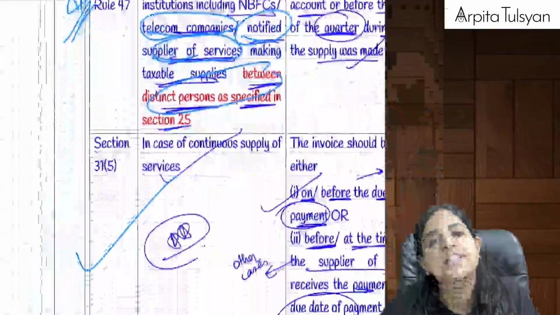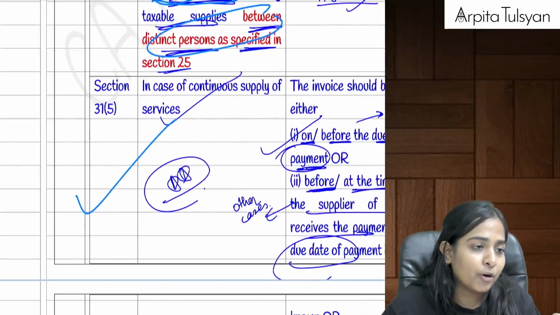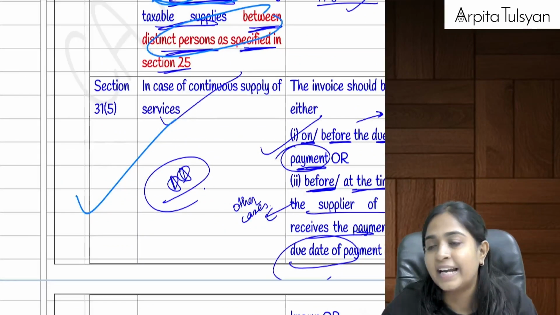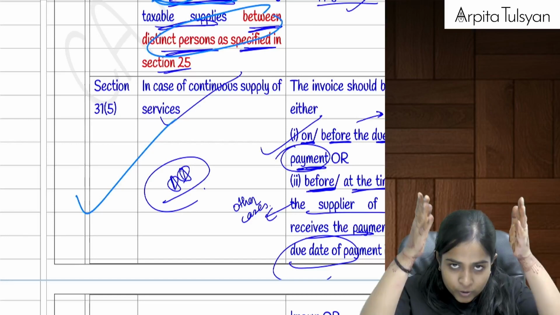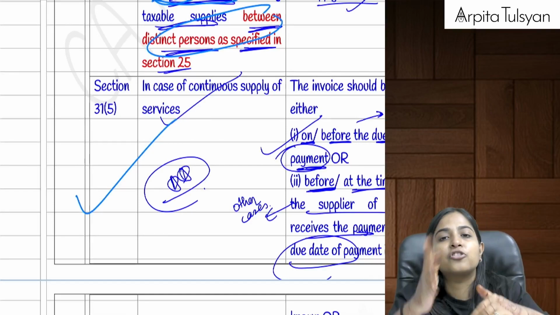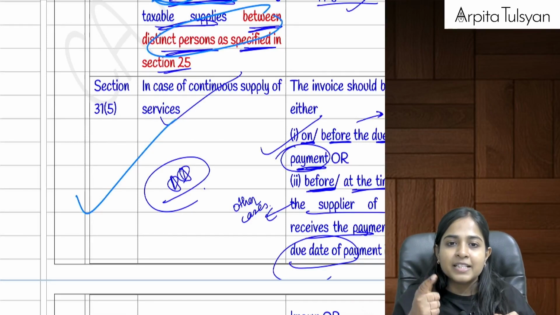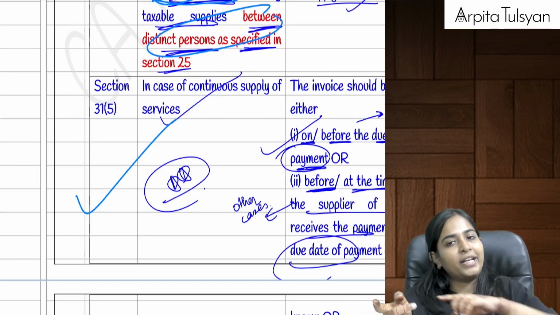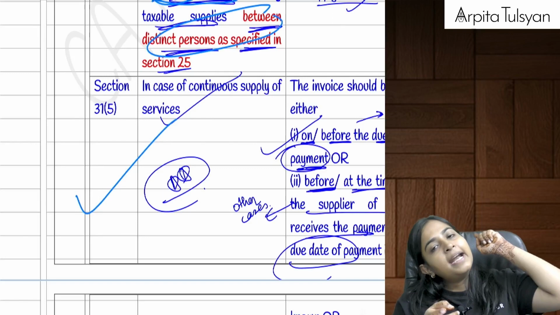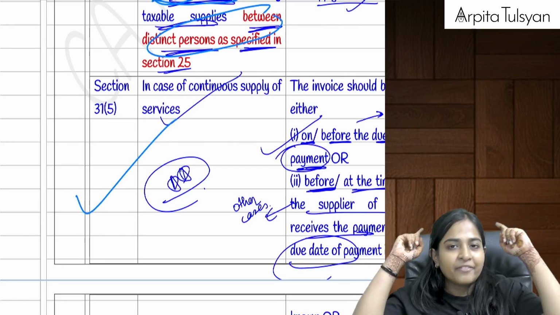And suppose the supply stops in between. In that case, for whatever proportion of service has been rendered, we have to issue the invoice on the date the supply got stopped. Are you clear with this? From this we will come to know whether the invoice was issued on time or not. If the invoice was issued on time, date of invoice or receipt of payment, whichever is earlier.